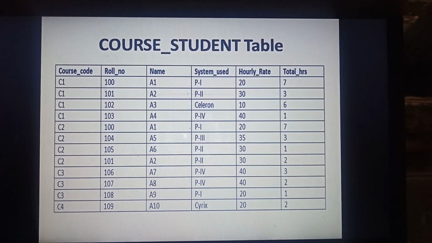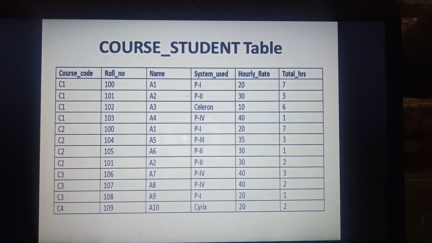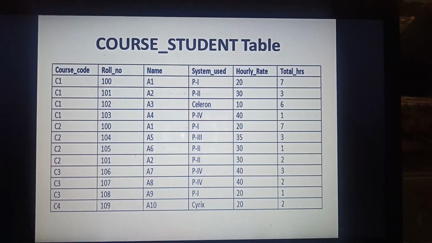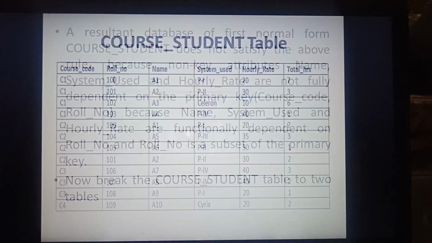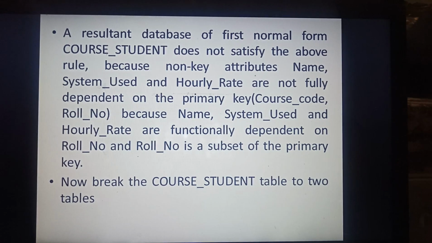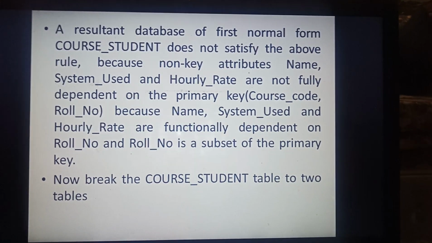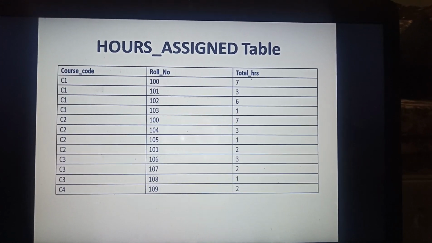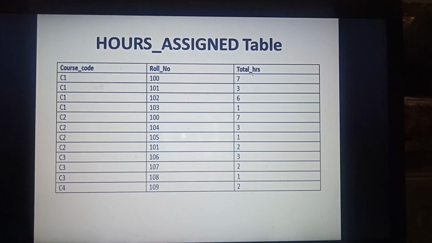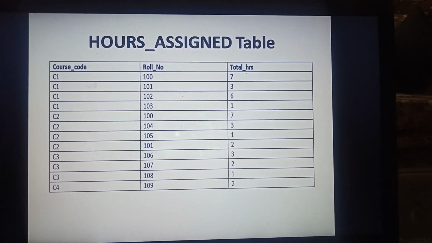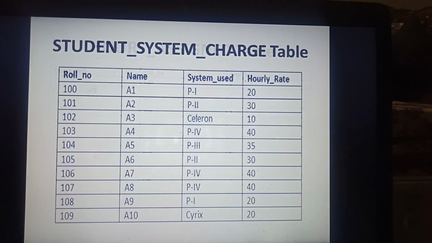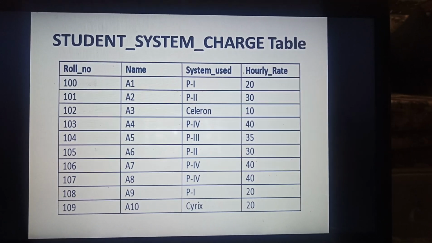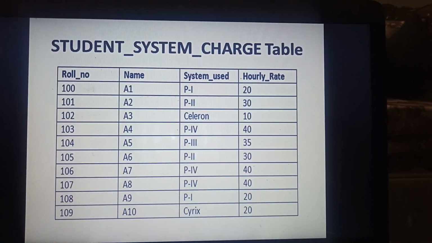Here the primary key is a combination of course code and roll number, but these non-key attributes are not fully functionally dependent on the primary key. So we have to convert it into second normal form. Now we have to break the course student table into two tables. One, we have made hours assigned, in which we have kept course code, roll number and total hours. And the next table is student system charge table. Here we have the attributes roll number, name, system used and hourly rate.